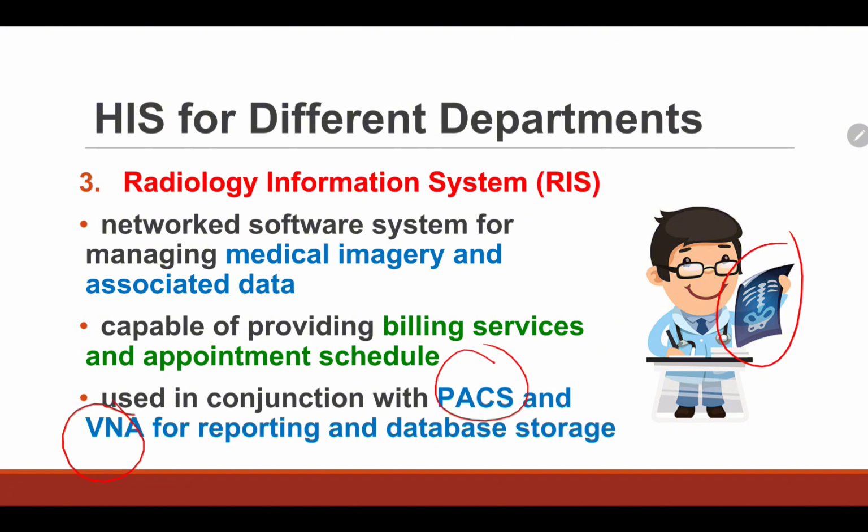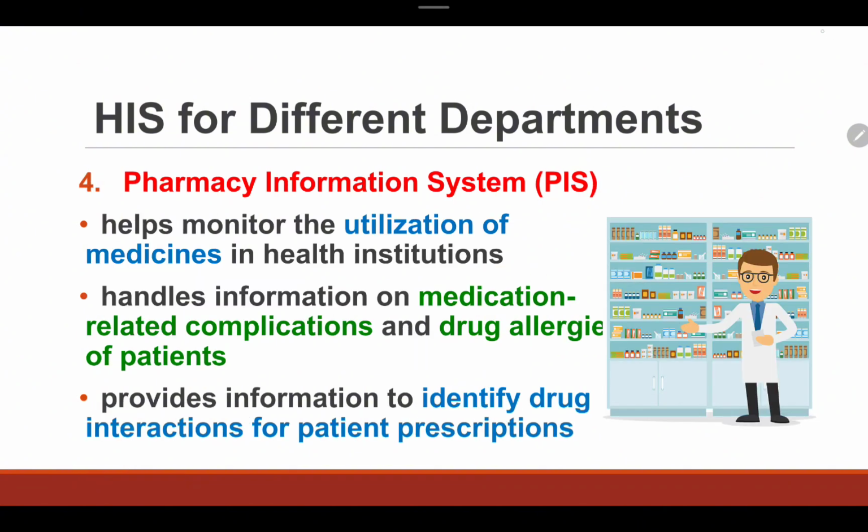Okay, so let's move to the last HIS department aside from your laboratory, the Pharmacy Information System. The Pharmacy Information System helps monitor the utilization of medicines, obviously, in a health institution. It also handles information and medication-related complications, drug allergies of the patient, and provides information to identify drug interactions for the patient's prescription. So obviously, the pharmacy HIS is quite different from the laboratory.